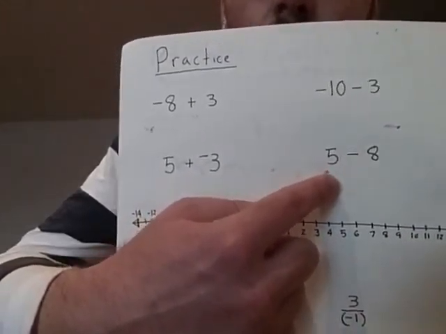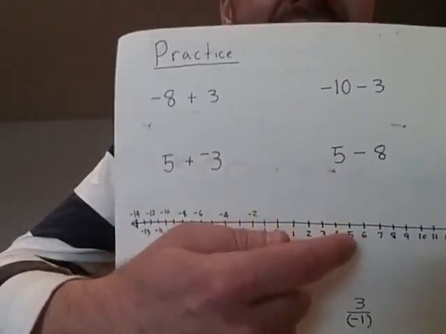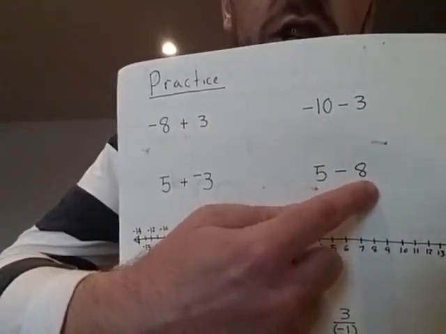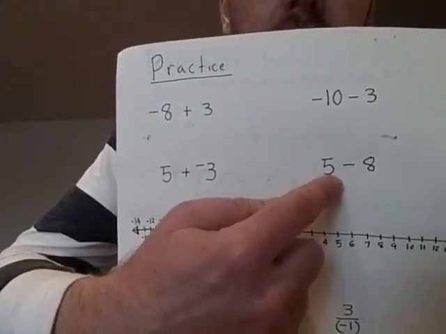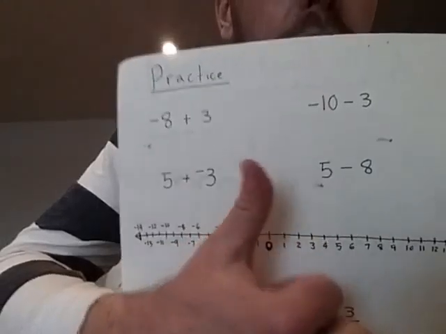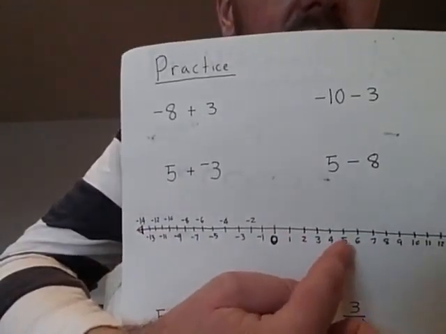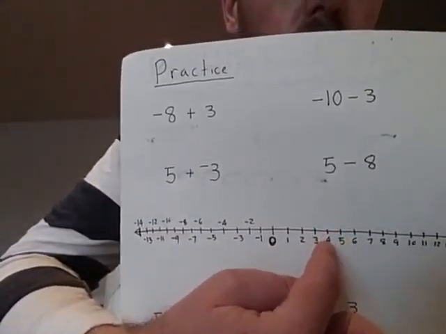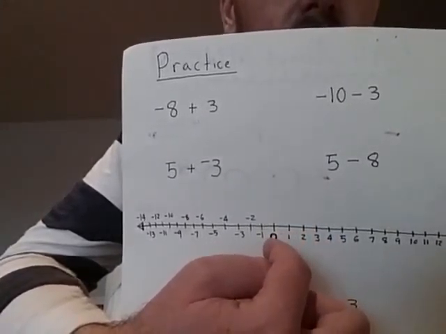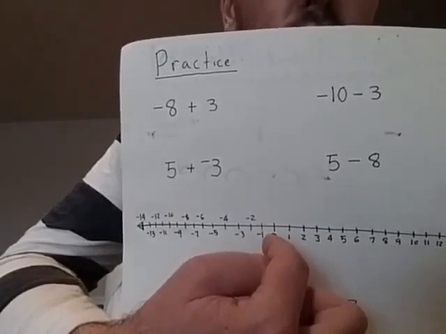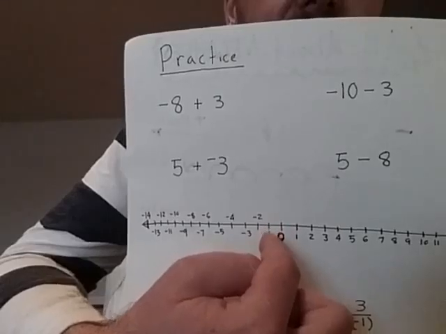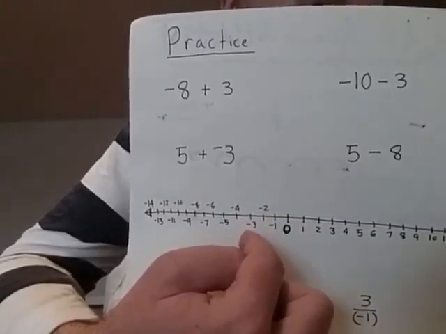And our last one, what if we had a 5 and we're taking away 8? So notice that our subtrahend is actually larger than this number. So we're going to start at 5. Now we're taking away a whole number, which means we're moving over to our left. So we're going 5, 4, 3, 2, 1, 0. And look, now we're at 0, but we still have 3 more to go. So we'll keep going into the negatives. -1, -2, -3.